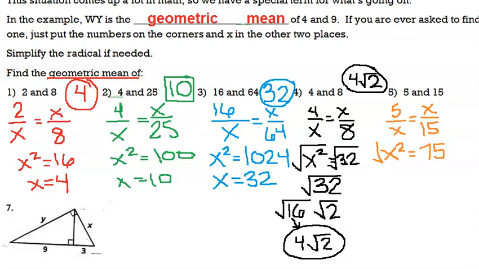So again, we try to take the square root of both sides. A lot of times you get a problem like this where you do it in your head. Well, 4 squared is 16. The answer is 4. Can't do that here because it's 75.